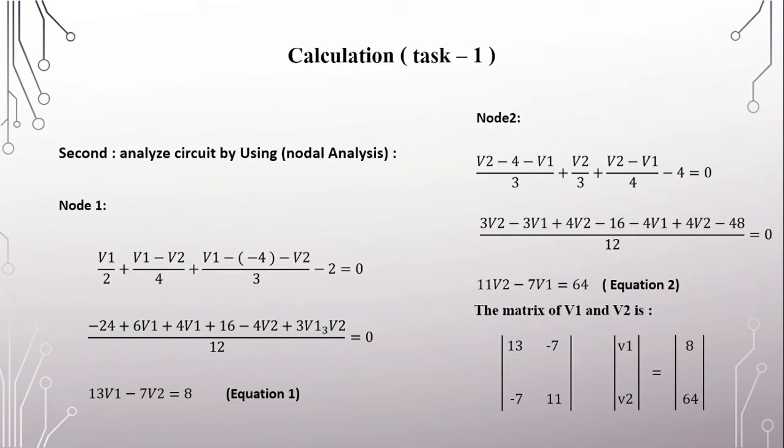Then lastly, the matrix of V1 and V2 is [13, -7; -7, 11] times [V1; V2] equals [8; 64]. That will be V1 equal to 5.70 volt and V2 equal to 9.44 volt.